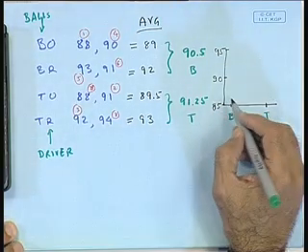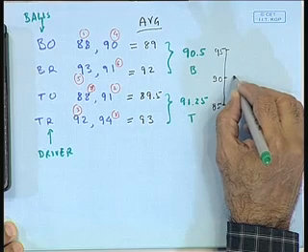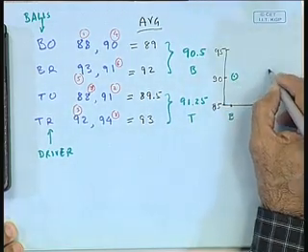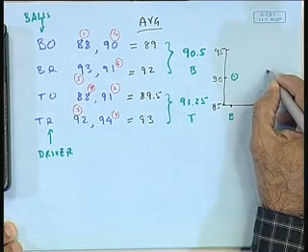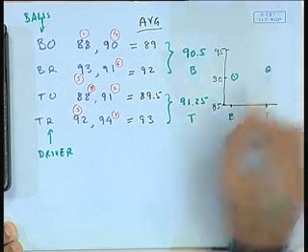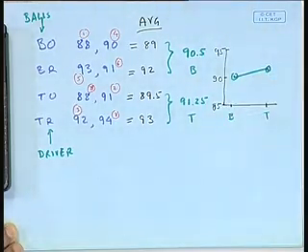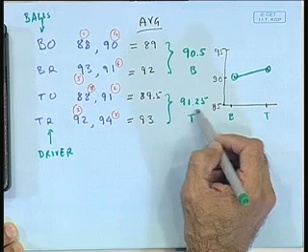What do I see now? I see the score of B to be 90.5. That's about here somewhere. Score of T is going to be 91.25. That's going to be somewhere here. If I join them, there's a slight rise. As you can see, there is a slight rise from 90 to 91.25.